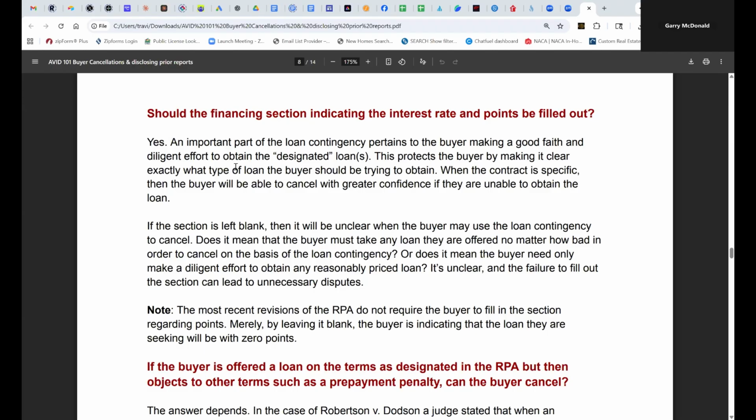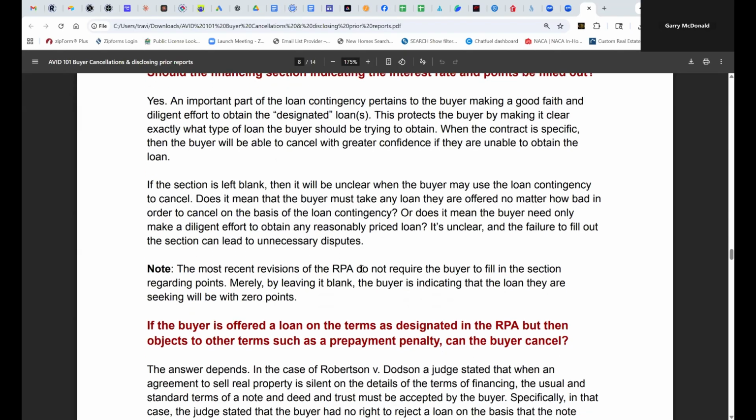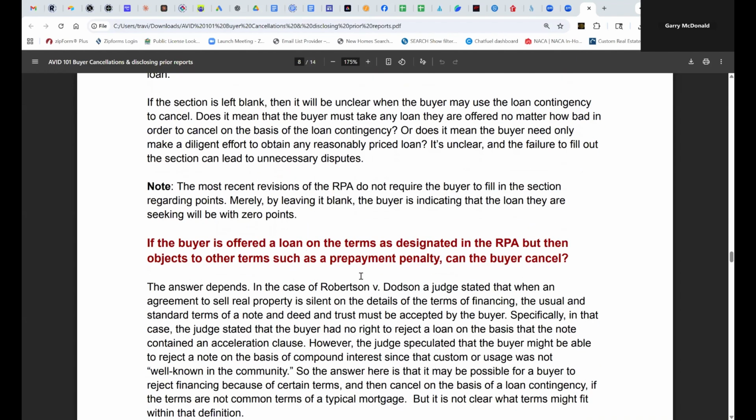This protects the buyer by making it clear exactly what type of loan the buyer should be trying to obtain. When the contract is specific, then the buyer will be able to cancel with greater confidence if they are unable to obtain the loan. If the section is left blank, then it will be unclear when the buyer may use the loan contingency to cancel. Does it mean the buyer must take any loan they are offered, no matter how bad, in order to cancel on the basis of the loan contingency? Or does it mean the buyer need only make a diligent effort to obtain any reasonably priced loan? It's unclear, and the failure to fill out this section can lead to unnecessary disputes.